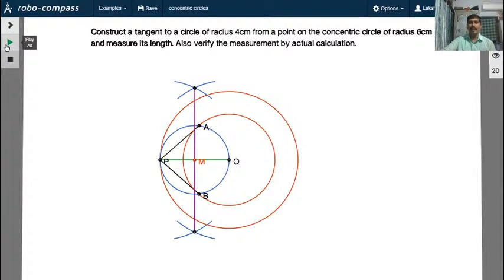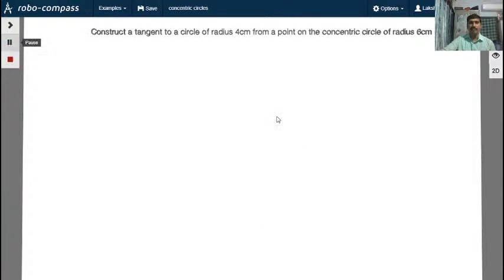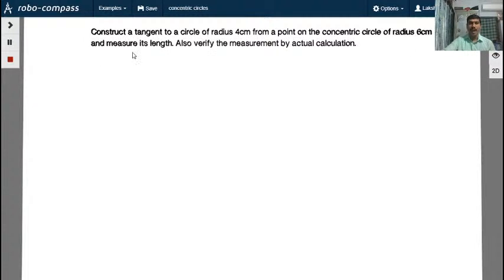Let us try to observe the construction step by step. Here the first one: construct a tangent to a circle of radius 4 centimeters from a point on the concentric circle of radius 6 centimeters, and measure its length and verify the measurement by actual calculation. So as usual, first I have drawn one circle with 4 centimeter radius. Yes, so this is the 4 centimeter radius circle I have drawn.